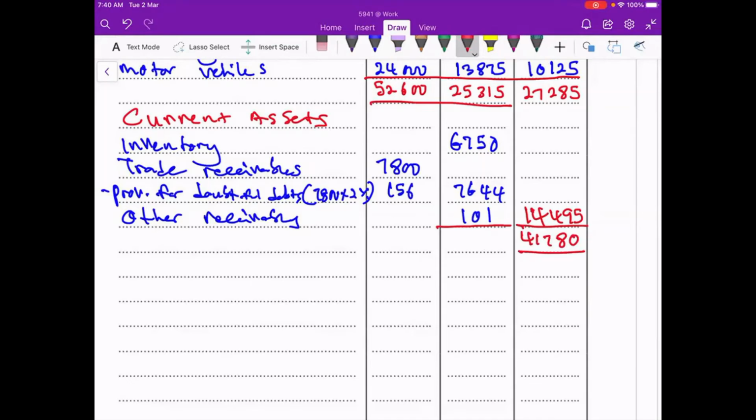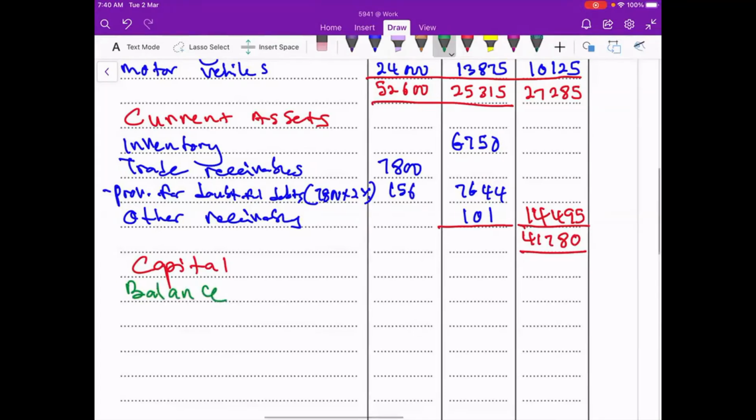After that, we have capital. Do you know how much the capital is? No, we don't know the capital. So what we do, we just write here balance and leave it empty. Later, we'll calculate the capital.